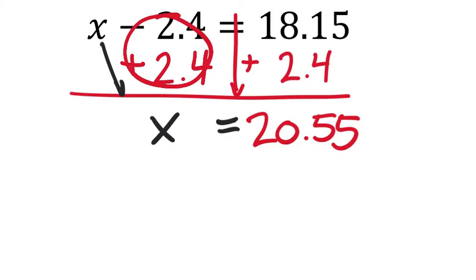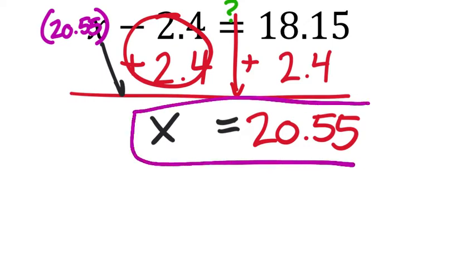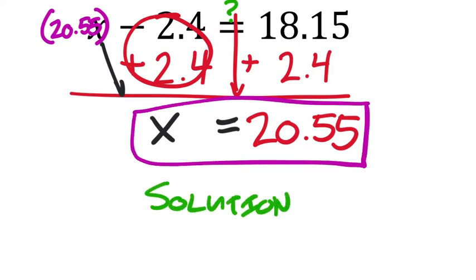Now is this a solution? Well, I can check just to be sure. If I replace this x with 20.55, then I can see what I get. So there's my question mark. And in my calculator, I type in 20.55 minus 2.4. Before I push enter, I'm expecting to see 18.15, and I do. Therefore, I know that if I replace that x with 20.55, I get a true statement, which makes it the solution.